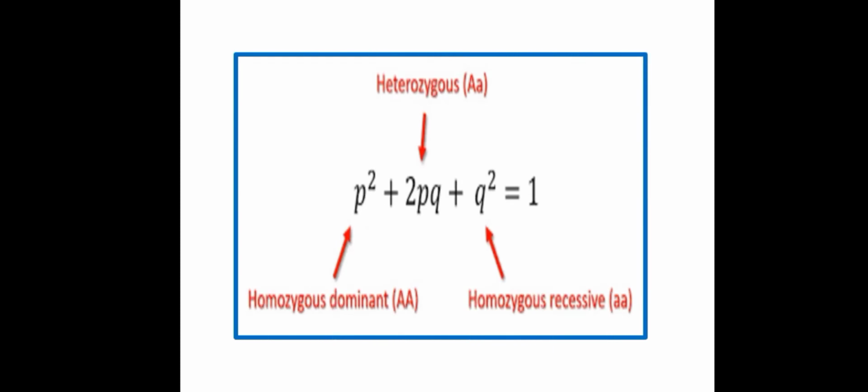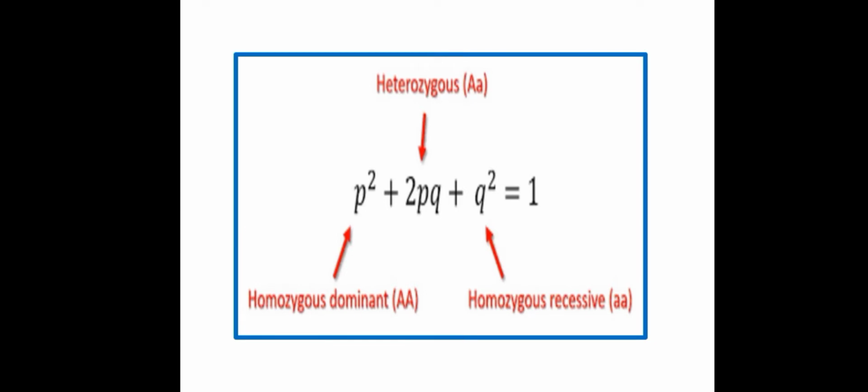Now let's see the mathematical expression of this Hardy-Weinberg equilibrium. p square plus 2pq plus q square equal to 1. Here, p square represents the homozygous dominant condition. 2pq represents the heterozygous condition. q square represents the homozygous recessive condition. Always this will be equal to 1 according to Hardy-Weinberg equilibrium.